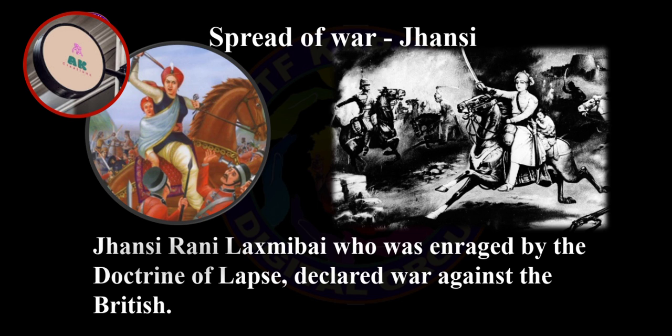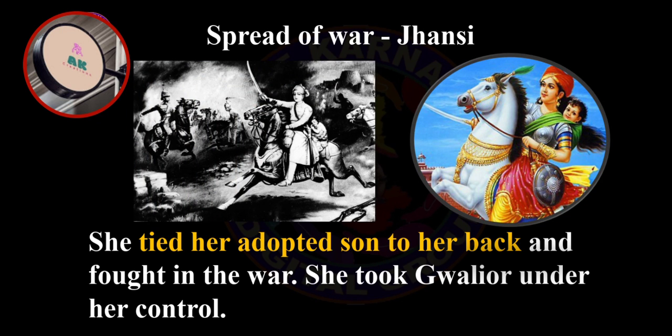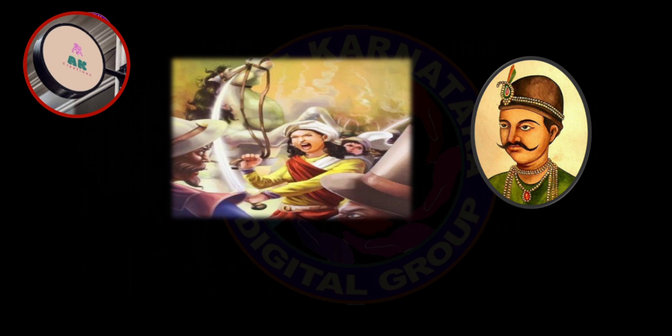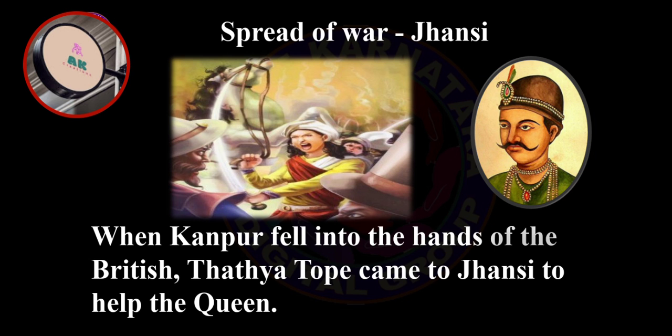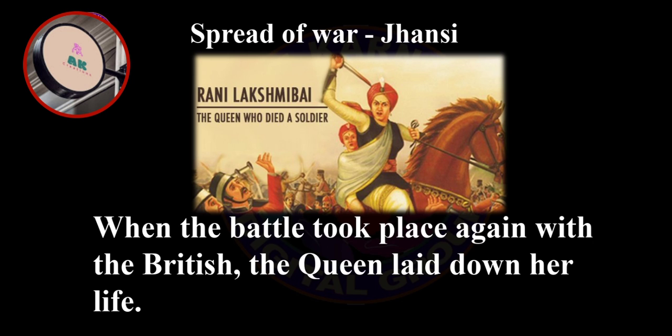Okay, now we'll move on. Lakshmibai was affected by the doctrine of lapse, and she was opposed to the doctrine of lapse, and declared war against the British. Then, like you can see over here, she tied her son on her back and she fought. Okay. Then when Kanpur fell into the hands of the British, Tantia Topi came to Jhansi to help the queen. Okay, then Rani Lakshmibai's battle took place again with the British.